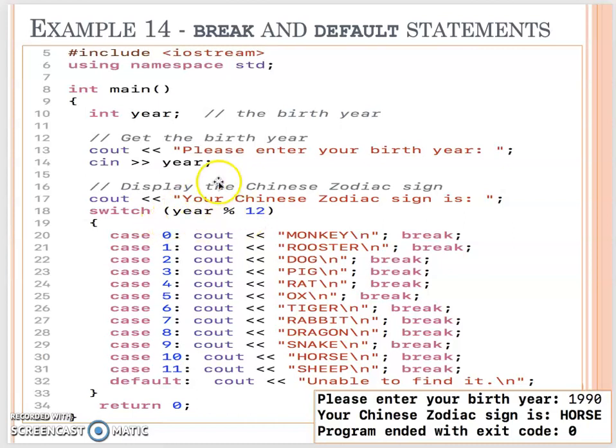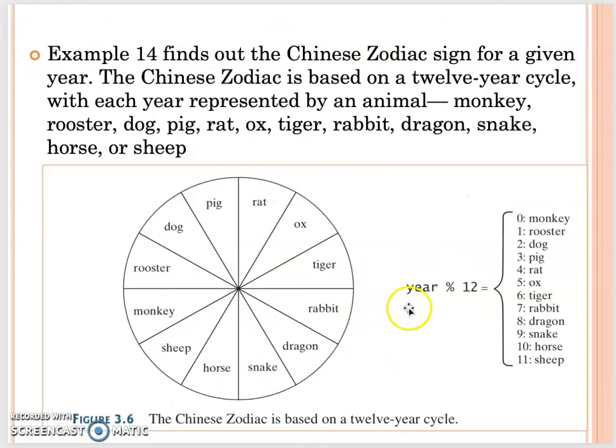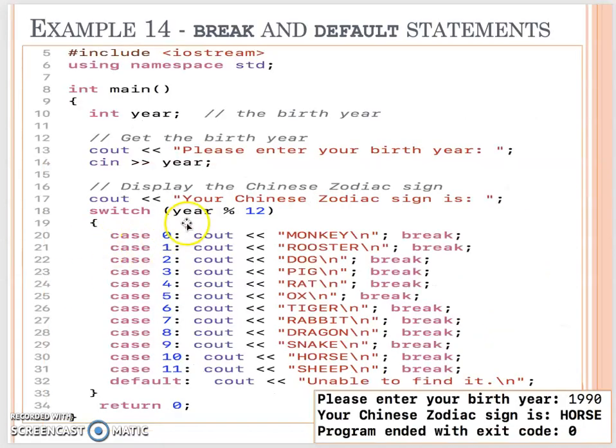Earlier we told you, from your birth year alone I still cannot see your animal. But after I take the modulus by 12 to get the remainder from dividing by 12, then I can give you the animal. So that's why here, instead of using the year for the expression, we're using the year modulus 12. When we do the switch statement, we do the calculation first, then we get the result. You can see here, I have 12 different cases. Each case just displays the animal.